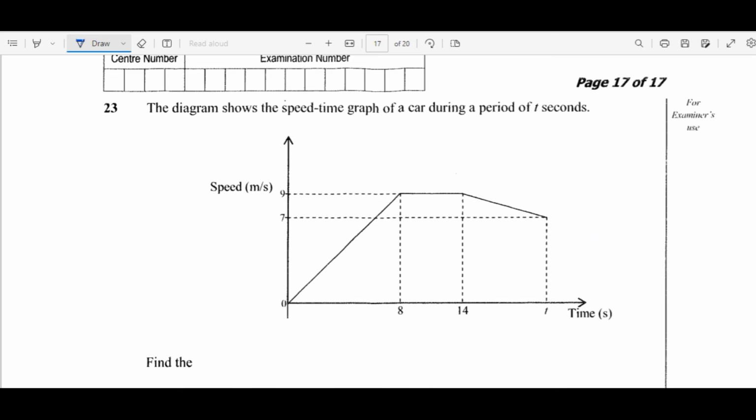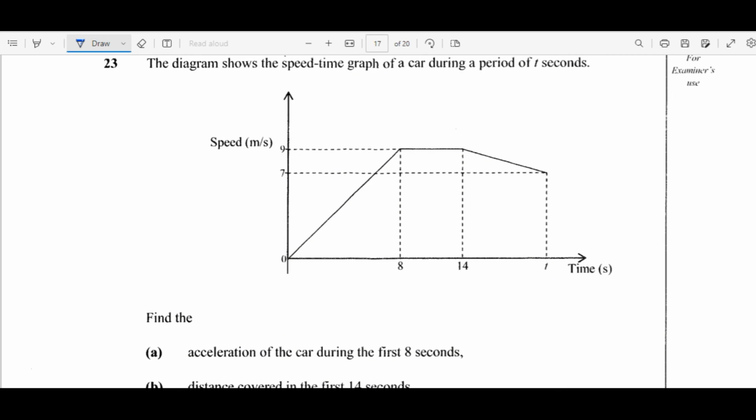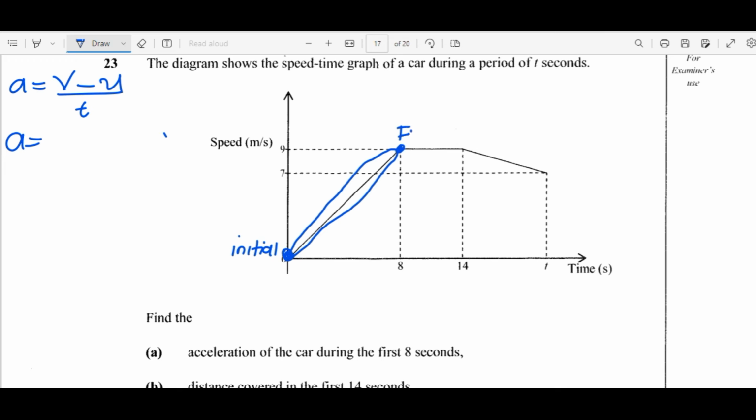For the last question, we are given the diagram that shows the speed time graph of a car during a period of t seconds. Find the acceleration of the car during the first 8 seconds. So the acceleration of this line. Acceleration is equal to final velocity minus initial over t. The starting interval is known as the initial. So this is where the initial is gotten from. Then this is my final point.